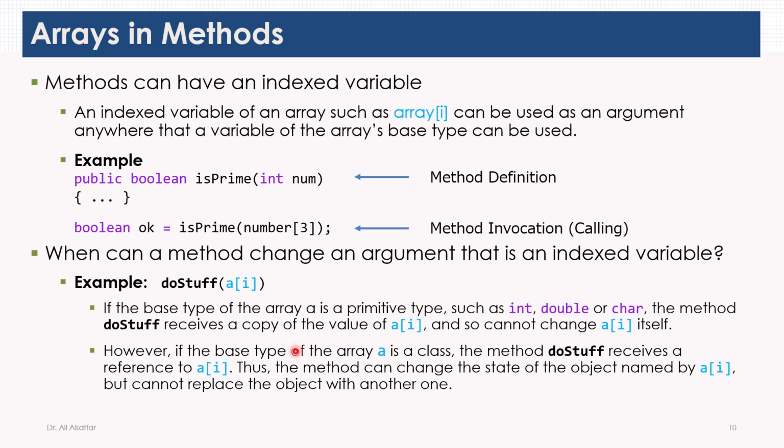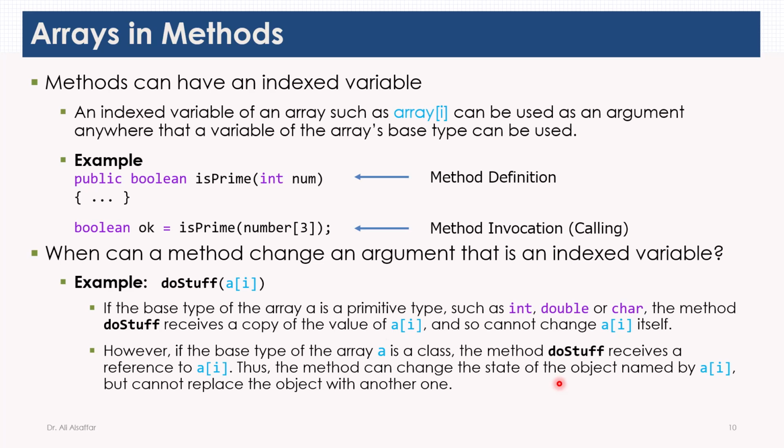So if the base type of the array A is a class, the method doStuff will receive a reference to AI. If we assume that AI is the input parameter, in the first case, we assumed that it was primitive. Now, what if it's class-based? That means it is a pointer to an object. We are not passing the object. We are passing the reference of this object. Thus, we can change the state of this object inside the method.